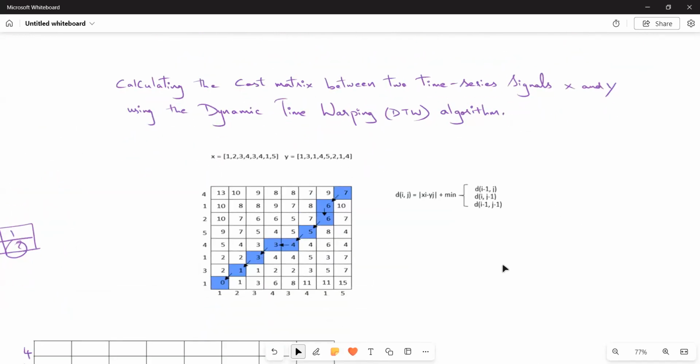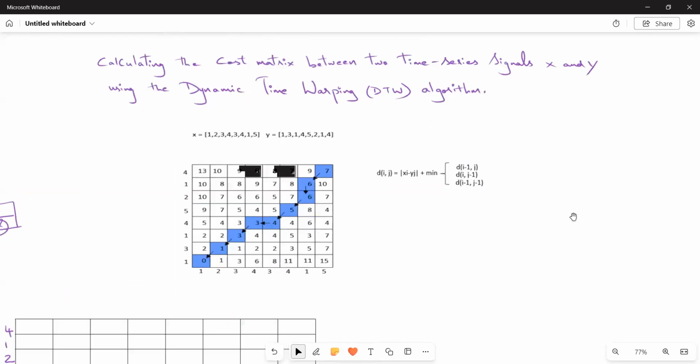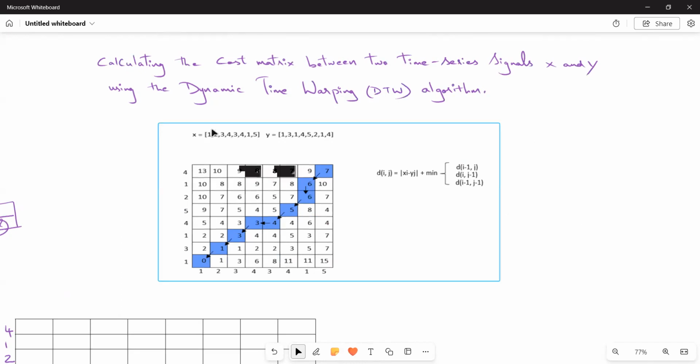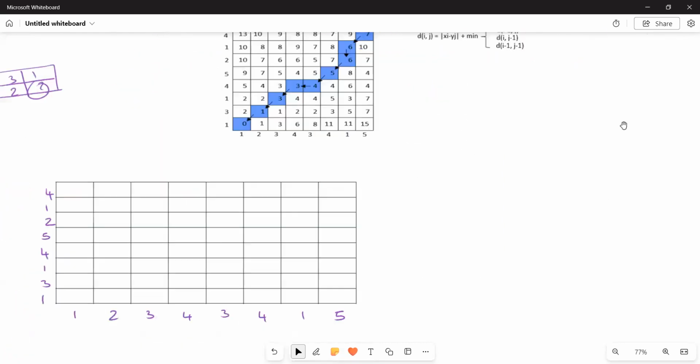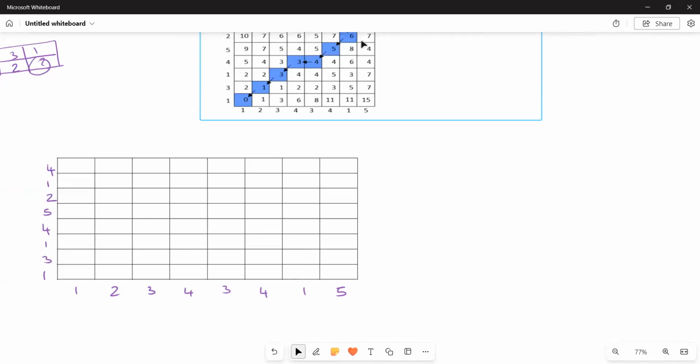Okay, so today we are going to learn how to calculate your cost matrix when two time series signals, X and Y, are given, using your DTW algorithm or DTW method. So how is your question going to be? You will have two time series signals, X and Y, and you are going to find all these values.